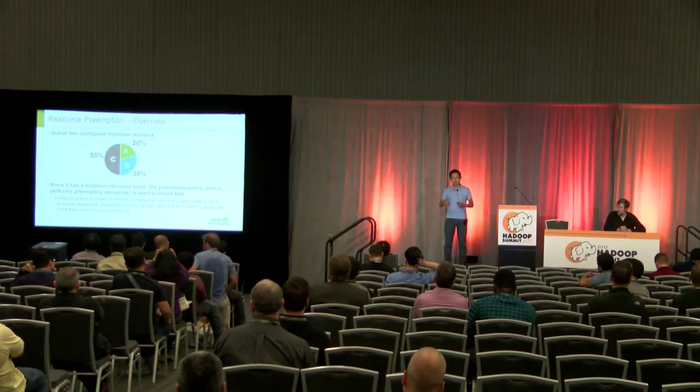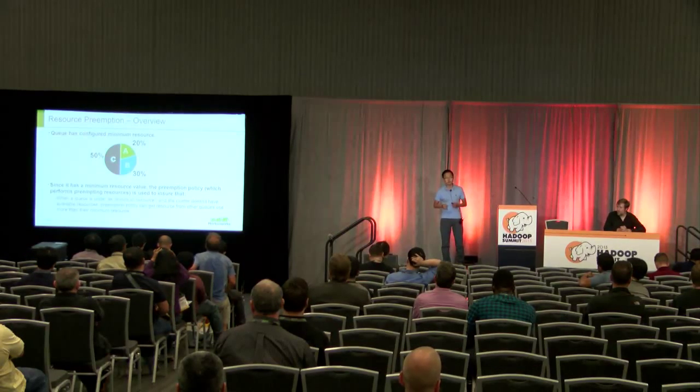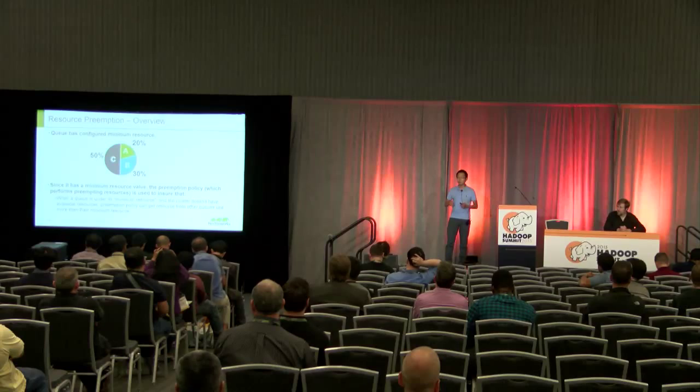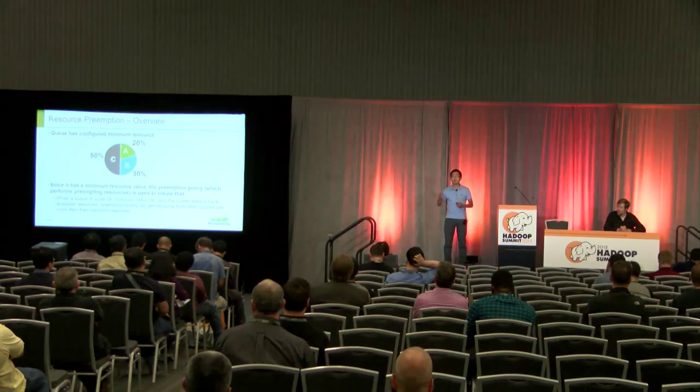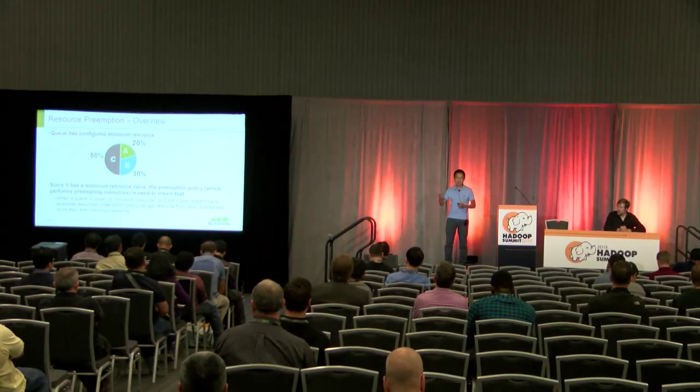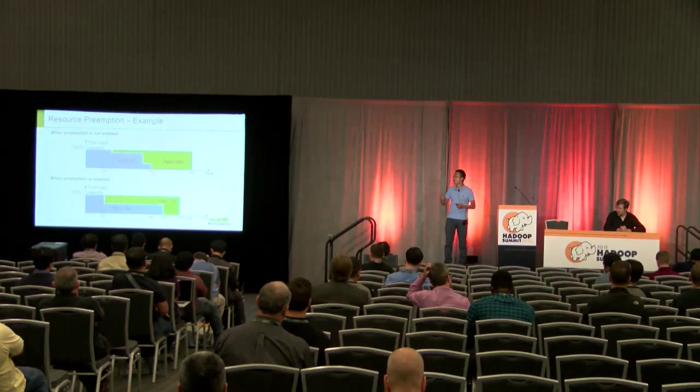The preemption policy is used when some queue is under its minimum capacity and somebody else is using more than its minimum capacity. The preemption policy will preempt resource from the queues using more than their guaranteed resource, for the queues under their guaranteed resource. So this is to ensure SLA. I will give an example about this.